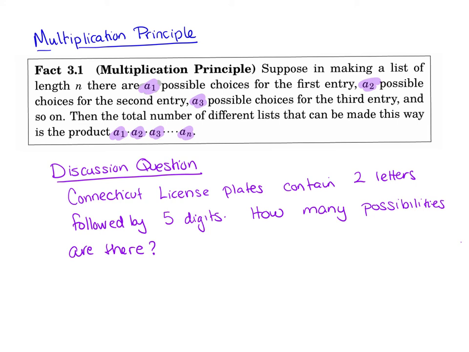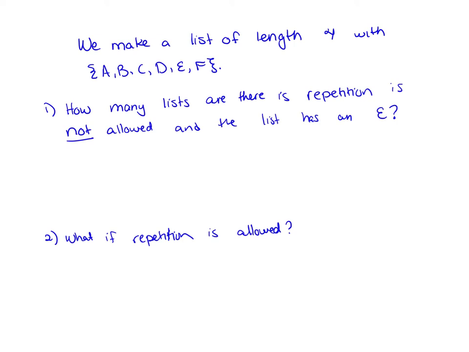So here's a question for you to think about based on this multiplication principle. In Connecticut, license plates usually have two letters followed by 5 digits. I want you to think about how many possible license plates there are, and we'll talk about that in class. So finally here, let's add a couple of extra restrictions to our lists and see if we can get some more complicated things to think about.